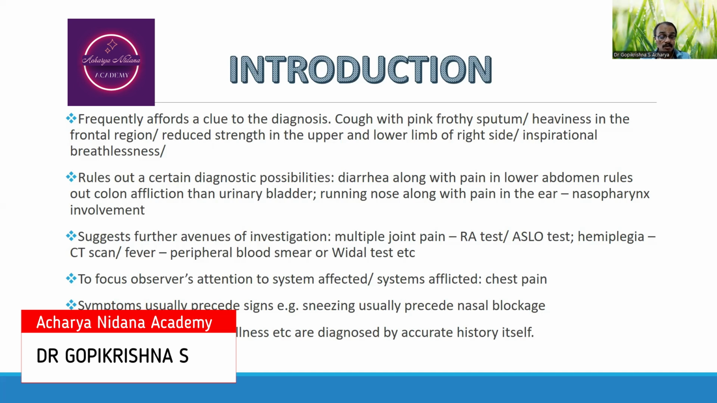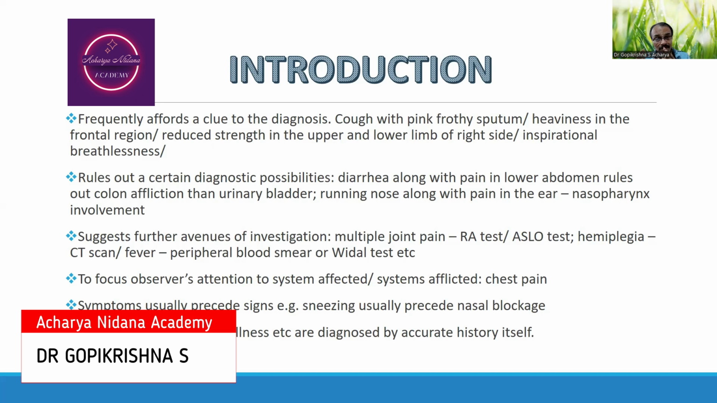It suggests further avenues of investigation. For example, if the person is having multiple joint pain, symmetrical joint pain, with morning stiffness present for more than half an hour in a day, that is usually indicative of rheumatoid arthritis, an autoimmune disease. In that situation, the diagnosis will be made by the rheumatoid arthritis test.